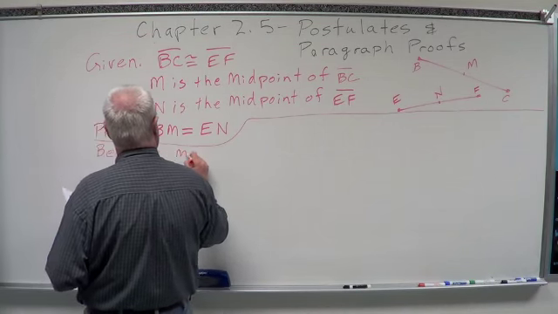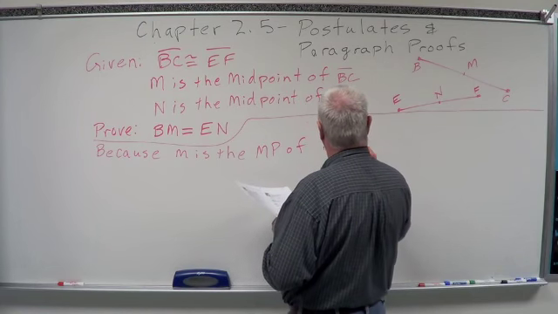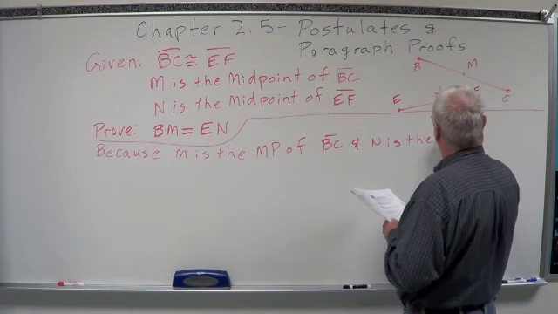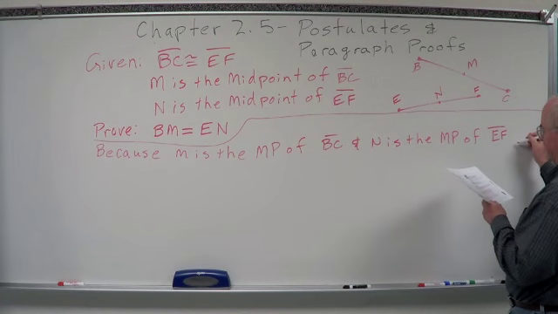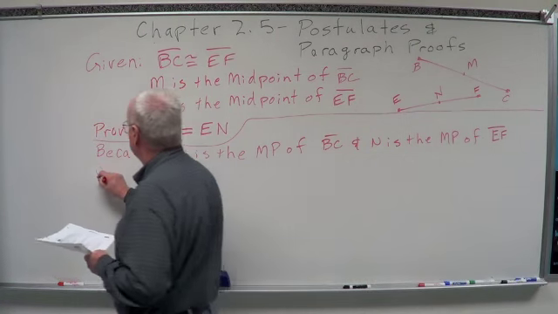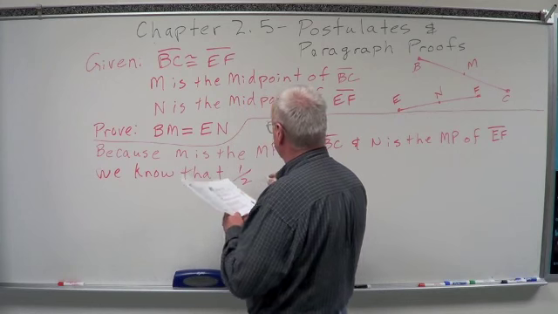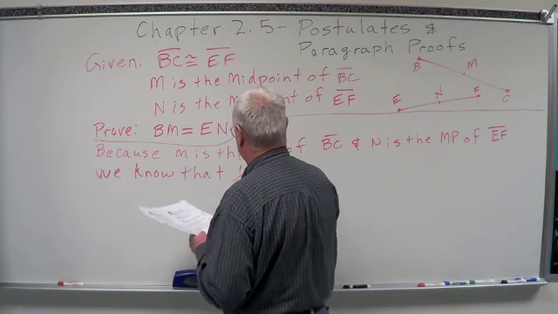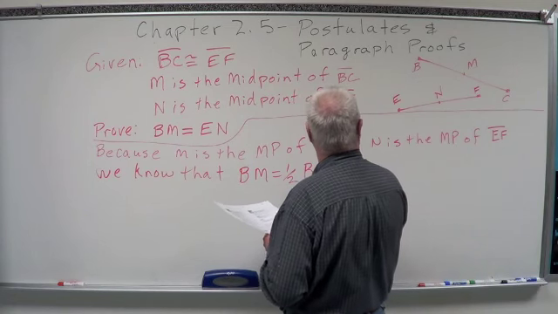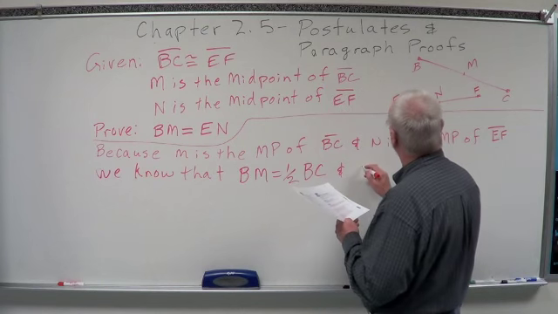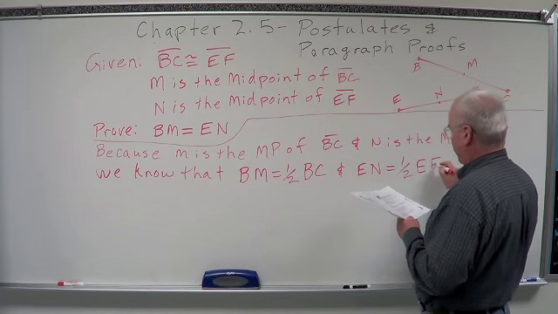Because M is the, and I'm going to abbreviate this, midpoint of segment BC, and N is the midpoint of segment EF, we know that the measure of segment BM equals 1/2 of the measure of segment BC, and EN equals 1/2 the measure of segment EF.